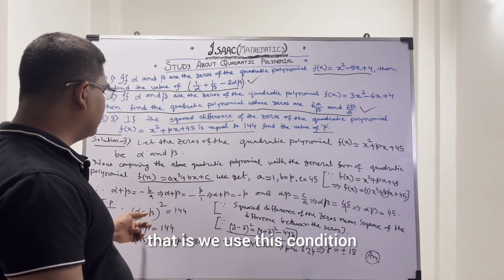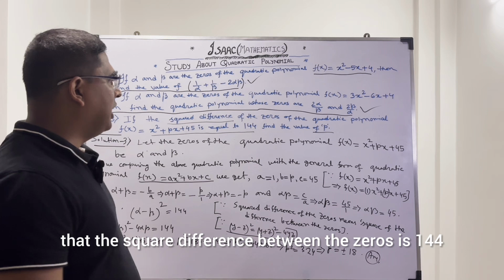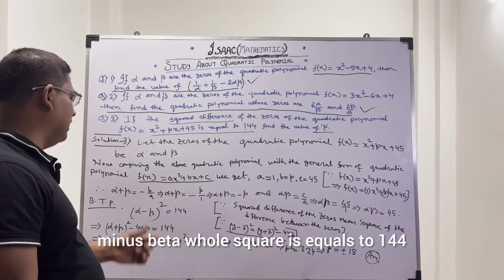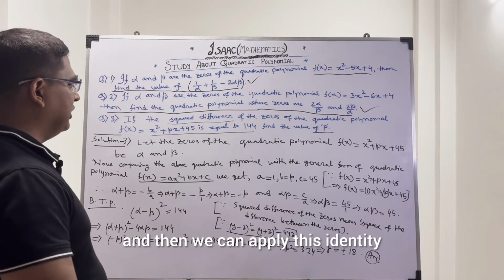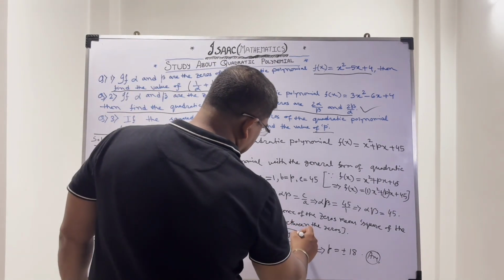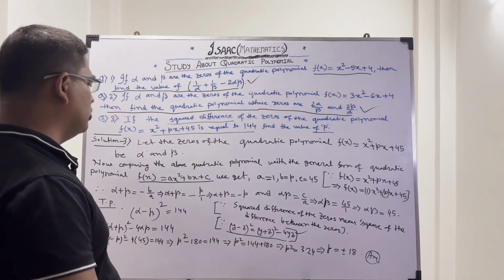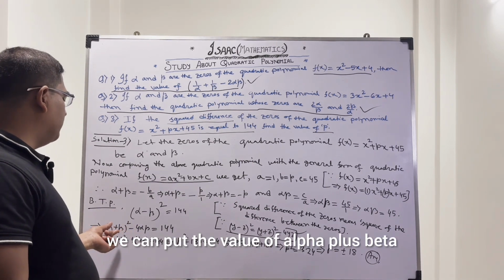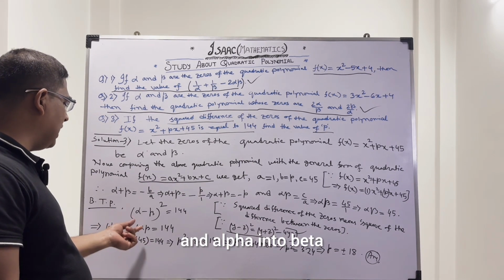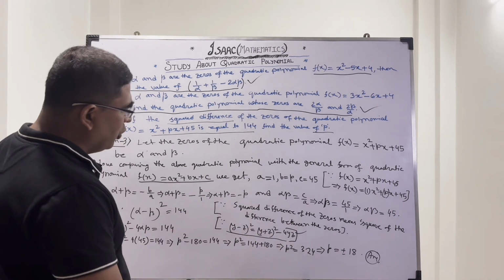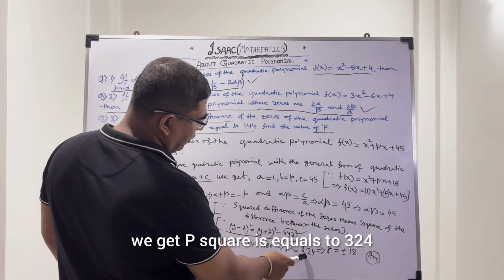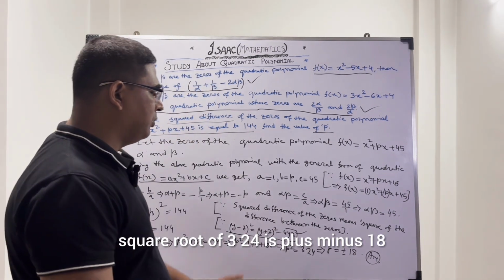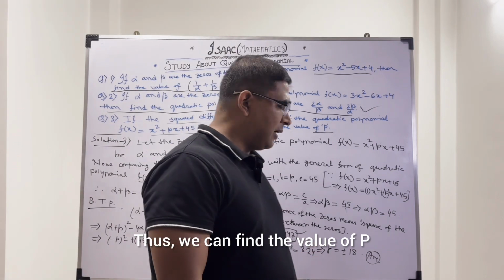That is, we use this condition, and the condition is that the square difference between the zeros is 144, and by that condition we can write alpha minus beta whole square equals 144, and then we can apply this identity, that is y minus z whole square equals y plus z whole square minus 4yz. And after applying this identity, we can put the value of alpha plus beta and alpha into beta. And after putting this value, we get p squared equals 324. And then p equals square root of 324. Square root of 324 is plus minus 18. Thus, we can find the value of p.